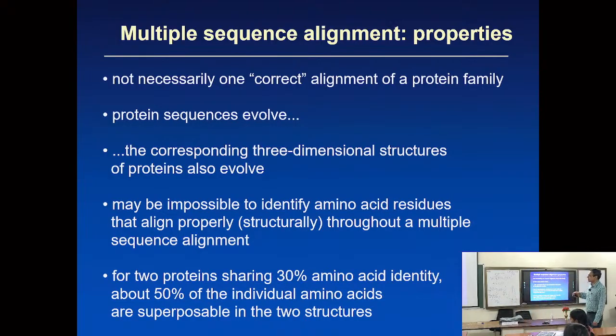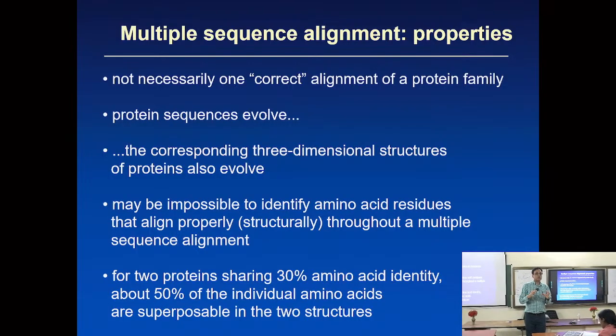For two proteins sharing 30% amino acid identity, about 50% of the residues would be superimposable in their structures. So at the sequence level it is 30% identity, and at the structure level 50%. What does this indicate?